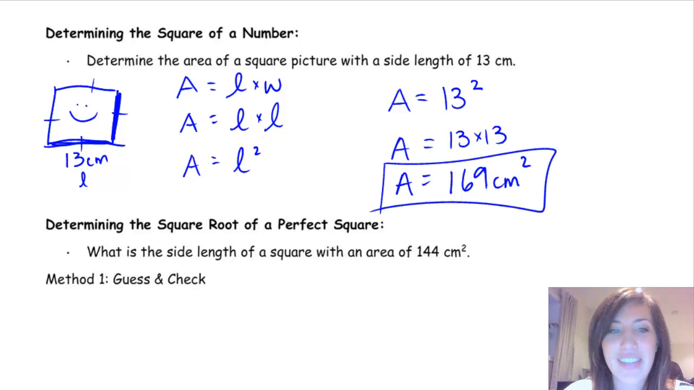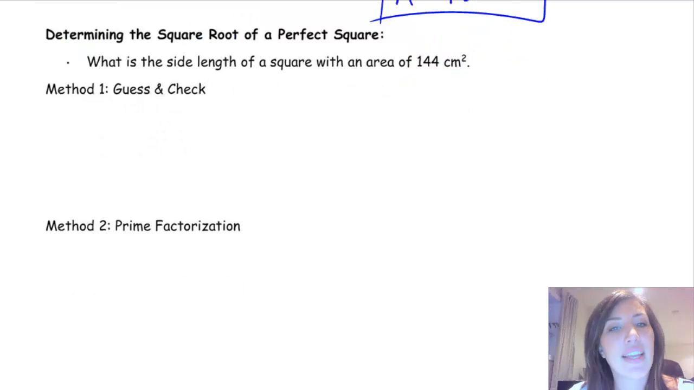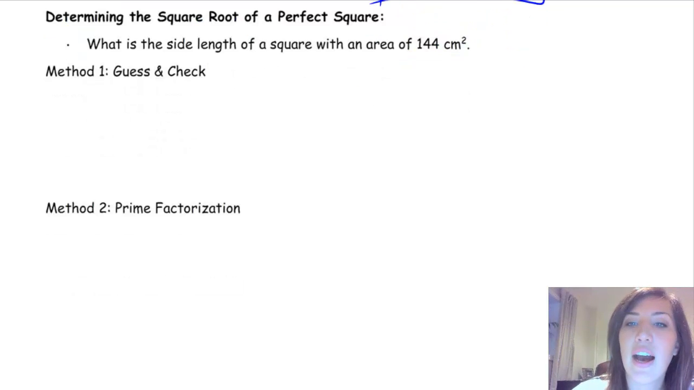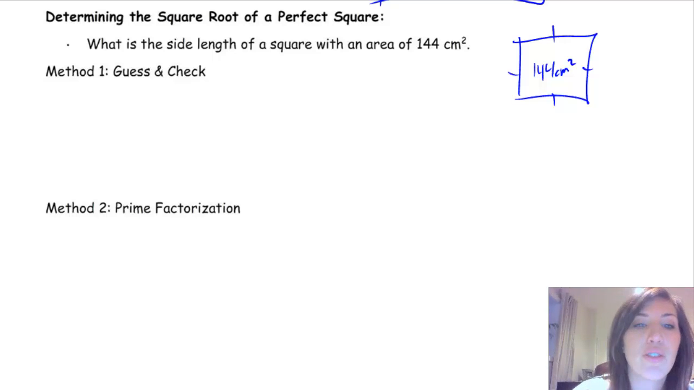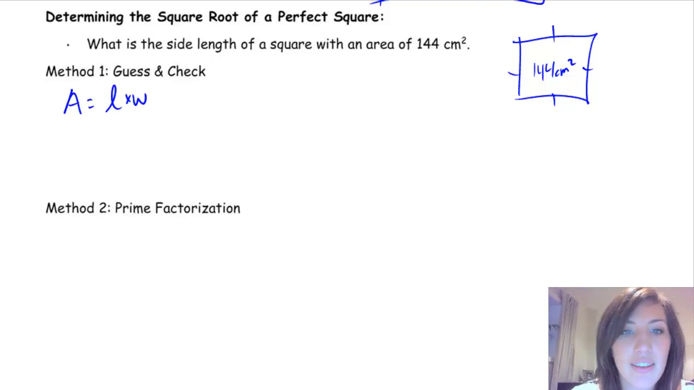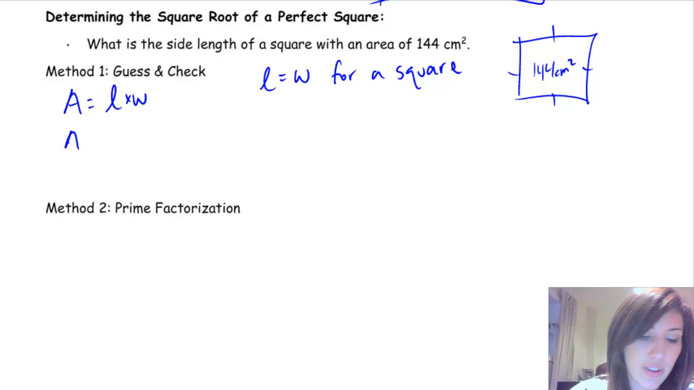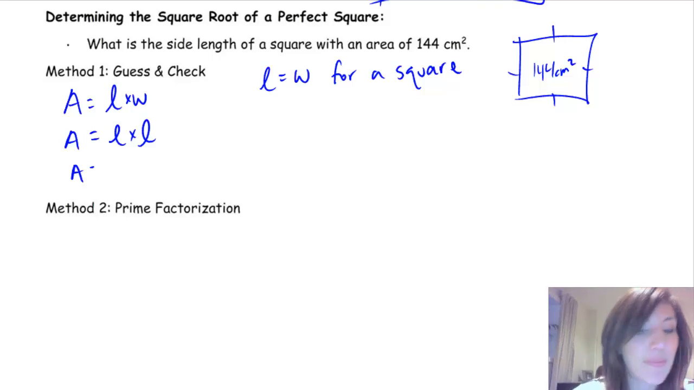All right, let's try another example. What is the side length of a square with the area of 144 centimeters squared? So this square has all the same sides, but the area is 144. So let's write down what we already know. Area equals length times width, but we know that the length equals the width for a square. So we just have area equals length times length, area equals length squared.